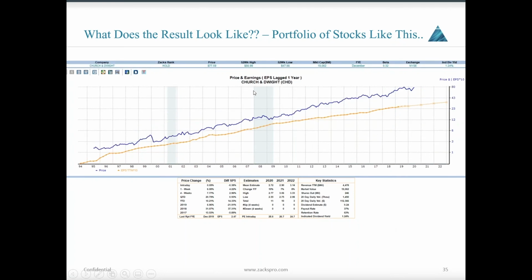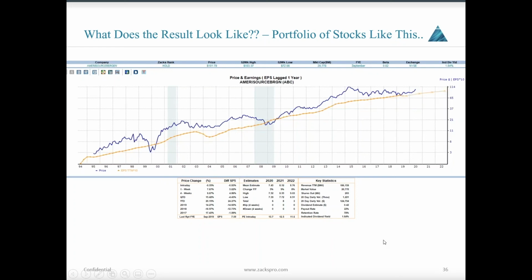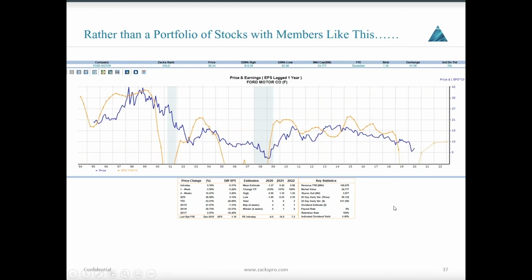These are the names that are in your portfolio. Church and Dwight. I always make the joke, baking soda and Trojan condoms aren't really going to go out of style regardless of what's happening with the broader economy. And you can see that this company just continues to deliver, and this is one of the core members. AmerisourceBergen, again healthcare, just continuing to deliver right through the recessions. Notice the stability of the orange line, and its ability to basically protect price during these volatile periods.